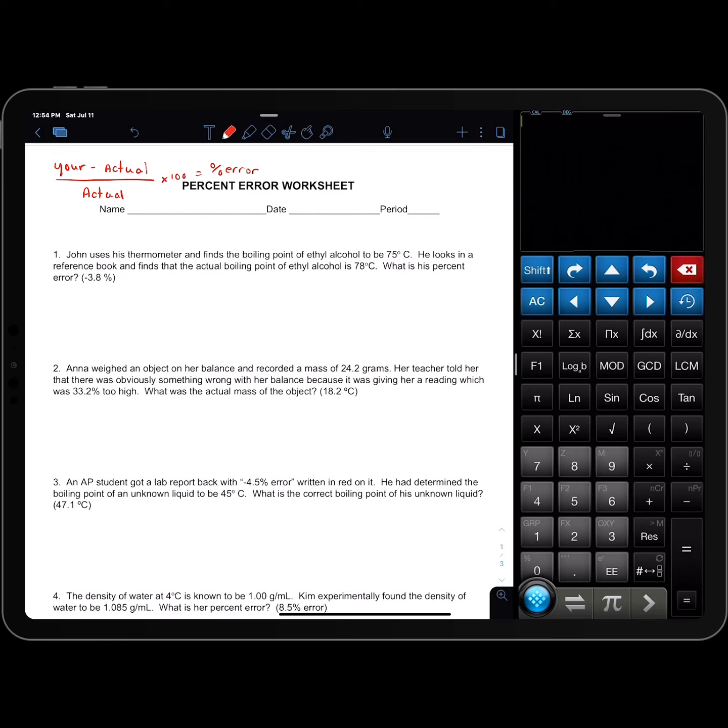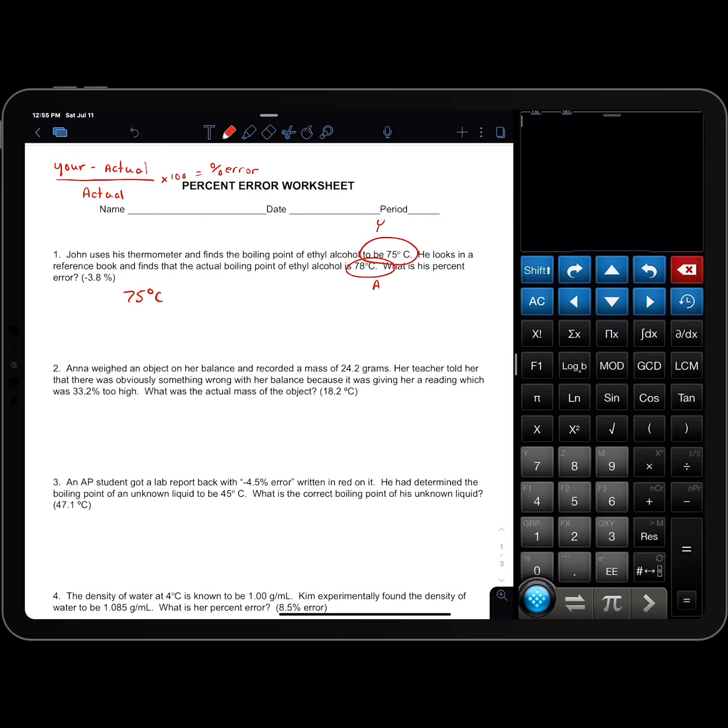Okay, so looking at this, we have John uses his thermometer and finds the boiling point of ethyl alcohol to be 75 degrees. Now that is his measurement. He measures that. So that's the your part. We look in the reference book and find the actual value to be 78 degrees. So if it's 78 degrees Celsius, that's the actual value. So we're going to plug these in.